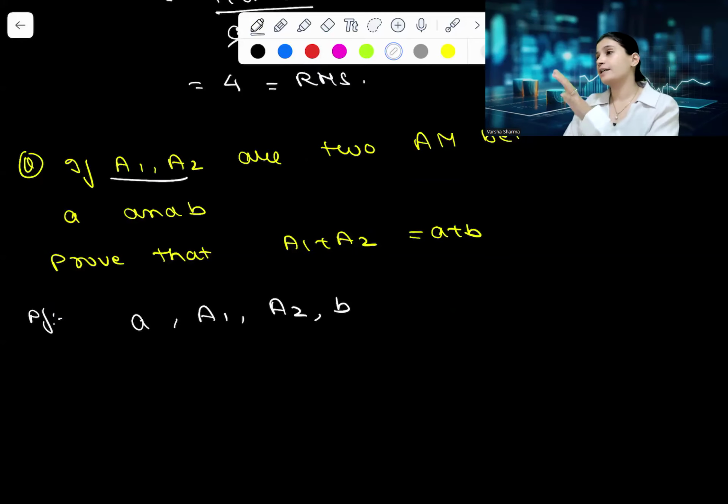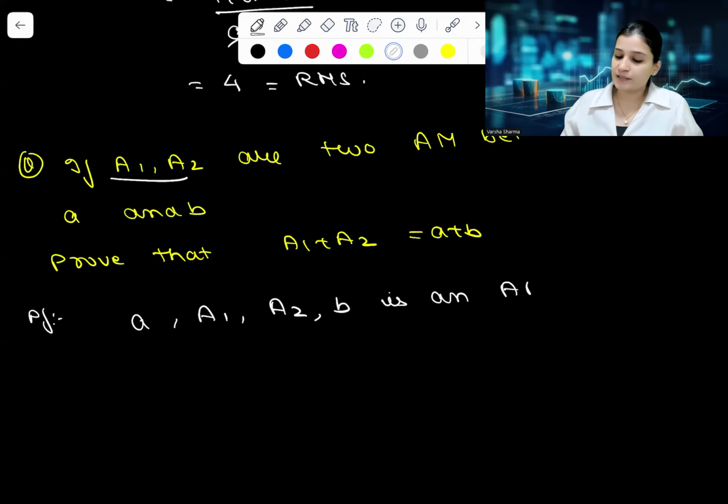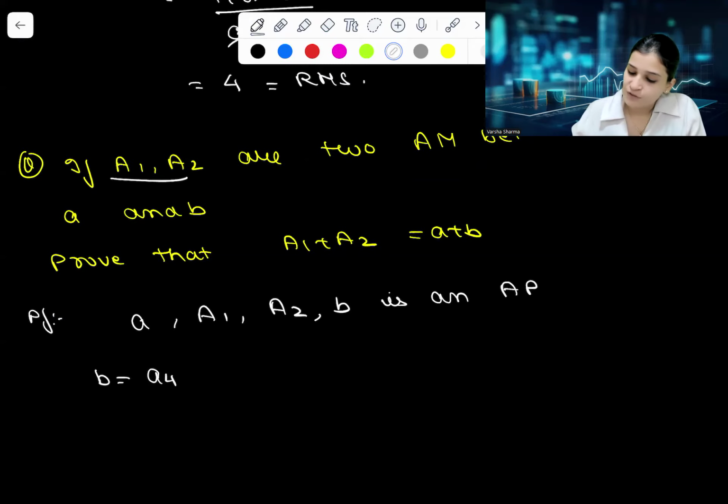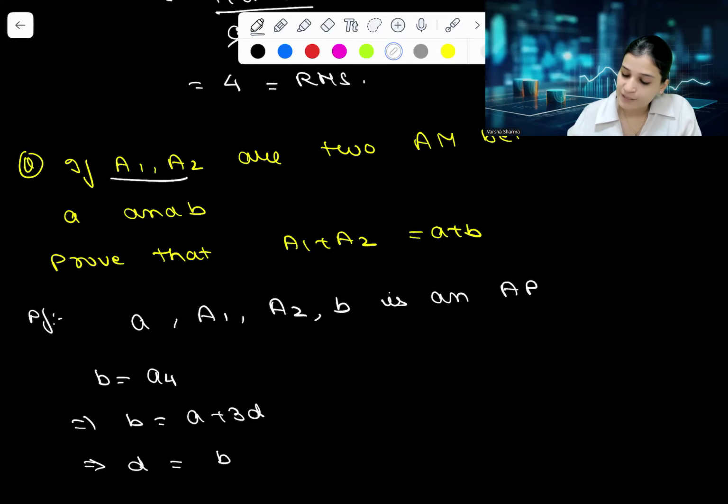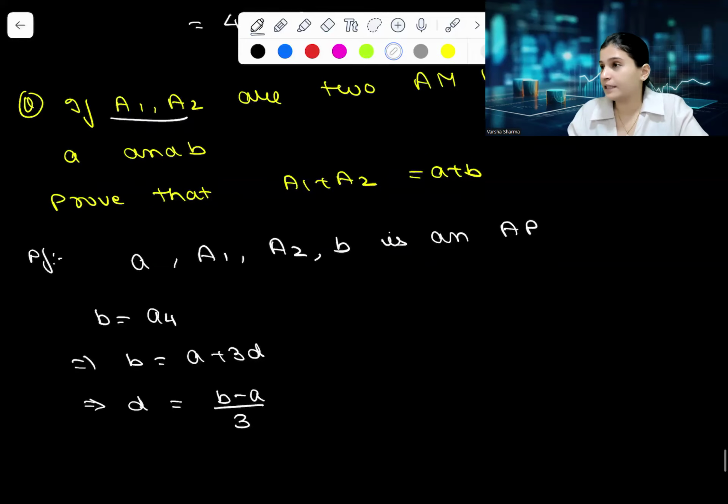Since A1 and A2 are arithmetic means, this sequence is going to be an AP. So the first term is A, nothing new about it. What about B? B is the fourth term, so B is A plus 3D. Do you all agree? So from here, what would be D? B minus A by 3. Agree? Yes, ma'am.